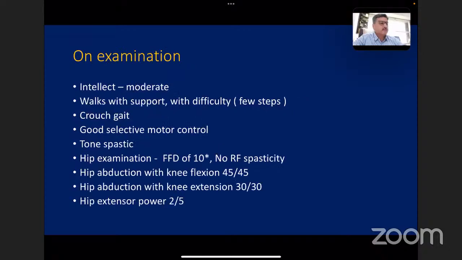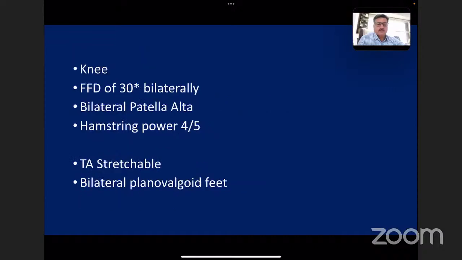And on examination, she had moderate intellect. She walks with support, that too very few steps and with great difficulty. She has crouched gait. In spite of being GMFCS 4, she had a good selective motor control. On hip examination, there was FFD of 10 degrees. There was no rectus femoris spasticity. Hip abduction with knee flexion was bilaterally 45 degrees, and hip abduction with knee extension was 30-30. The hip extensor power was MRC grade 2.